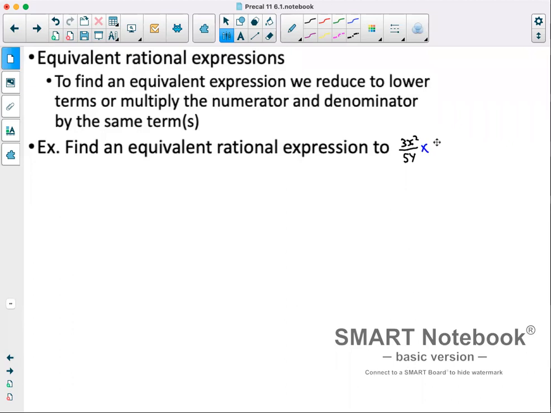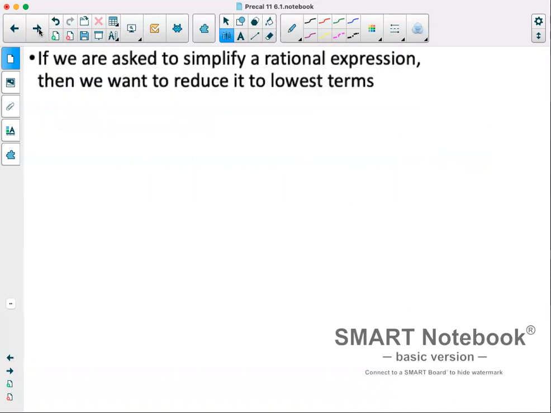So if I wanted to multiply them by, let's say, 6, that gives me 18x squared over 30y squared, and they are equivalent because this can reduce back down to this. More commonly, though, we'll be asked to simplify a rational expression, in which case we want to reduce it to lowest terms.